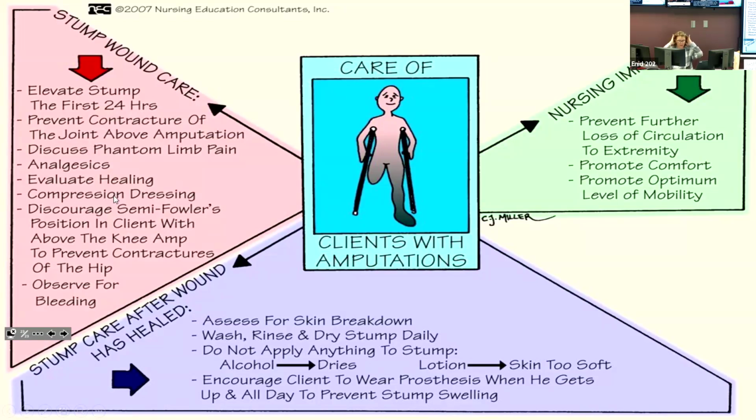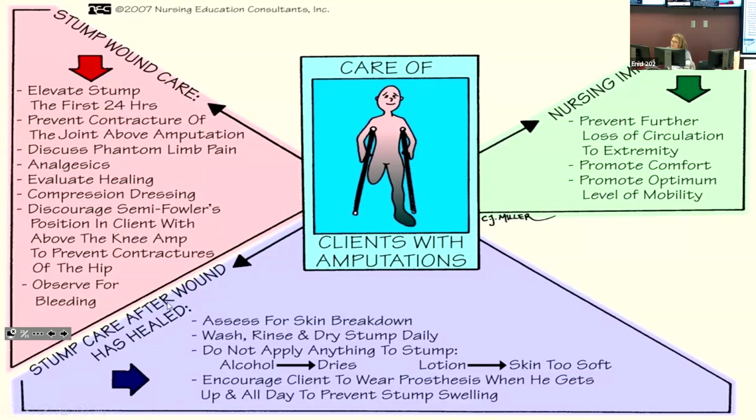And that's something they'll do throughout their life. It says discourage semi-Fowler's position for the client with an above the knee amputation to prevent contractures of the hip. That makes sense. And then, of course, observe for bleeding.